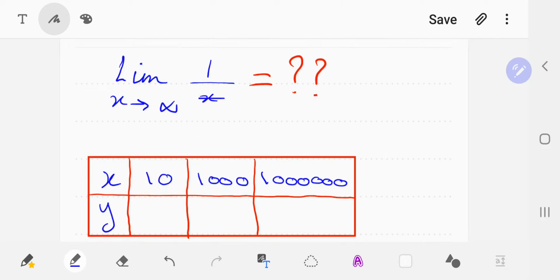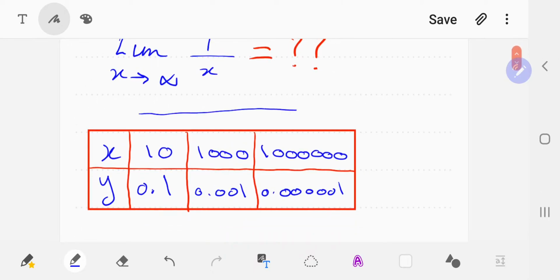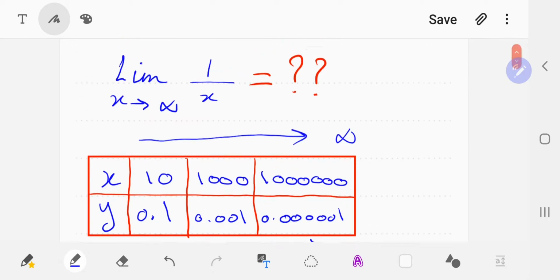So if you do direct substitution here, you will get 1 over 10, which is 0.1, 1 over 1,000, 0.001, 1 over a million, 0.00001. So what's happening actually, as x approaching infinity, the function or the y values are approaching, if you look at this, 0.1, 0.001, 0.00001, so that's actually approaching 0. So what does that mean?